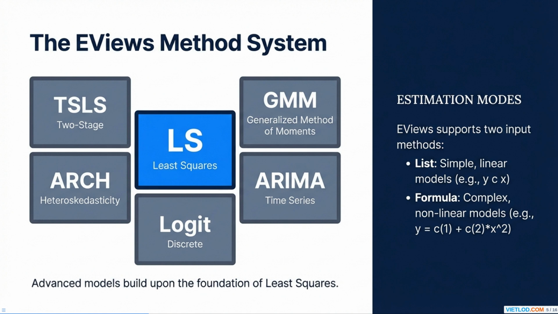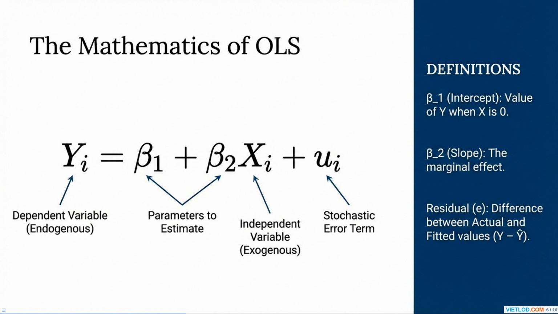EViews provides two primary ways to specify your models. For simple, linear models, you can use the list method, essentially just listing your variables. However, for more complex relationships or nonlinear equations, the formula method allows you to explicitly define the mathematical structure. For instance, modeling consumption as a simple linear function of income could use the list method, but if you introduce a squared income term, the formula method becomes necessary. Understanding these methods is crucial as we delve deeper into the mathematics of OLS.